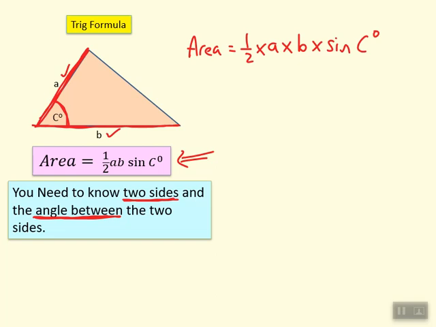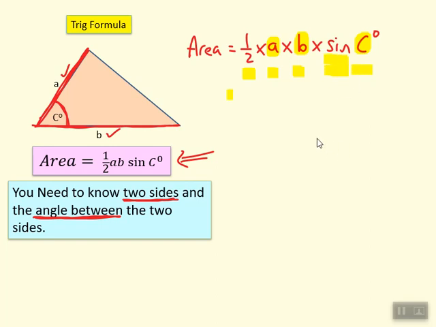Let me get a highlighter. You just need to know two sides, that's your A and your B, and then the angle between those two sides, and all you do is plug them into the formula. I can't really explain it any more than that. It's just a half times one side times the other side times sine of the angle between them, and that's the trig part really. The trig part is sine of the angle between them.